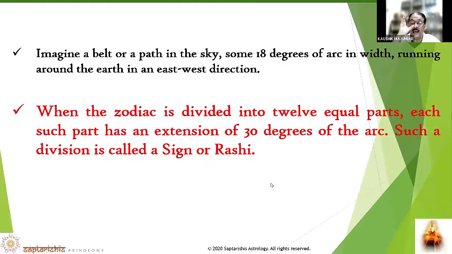Now, the most important thing is, once we have understood the zodiac, when the zodiac is divided into 12 equal parts, each such part has an extension of 30 degrees of an arc. Such a division is called a sign or Rashi. So we are dividing the zodiac of 360 degrees into 12 equal parts, and each part hence contains 30 degrees of the zodiac, and each part is called a sign or a Rashi.